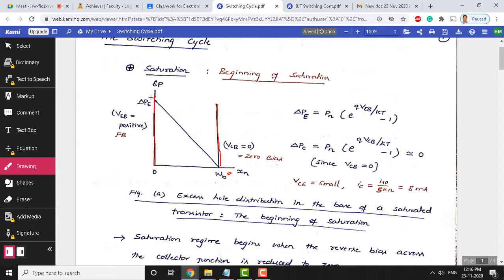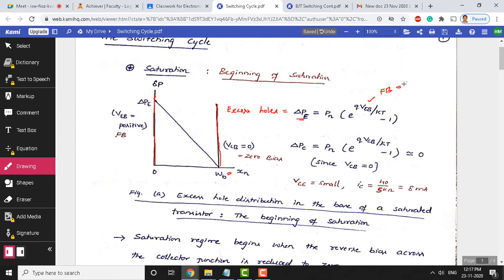The excess holes at the emitter base junction are given by this equation. This is the excess holes at the emitter base junction, given by delta P, which is P n times e to the power of q V b by k T minus 1. This is the equation for excess holes at the emitter base junction. Now, you can see this V b, which is forward biased for the emitter base junction, and therefore this is going to be positive.